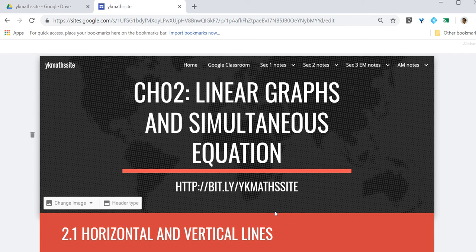We are still looking at chapter 2. Read the question now and do. We are now still looking at chapter 2 under applications of simultaneous equations. So this is what we got.